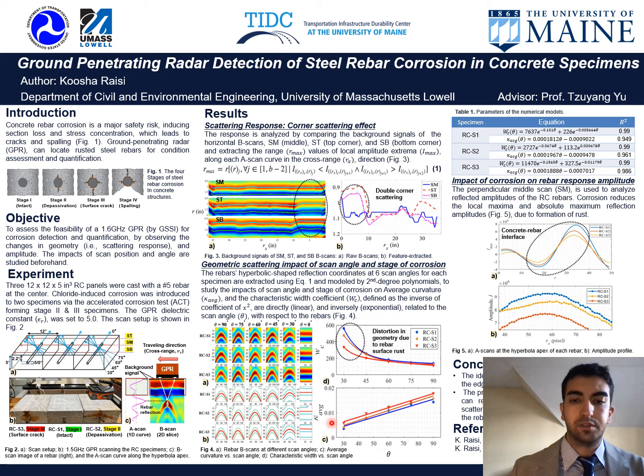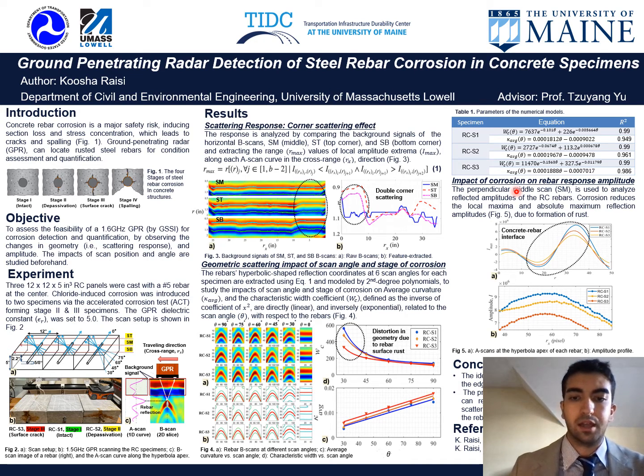Then we use the average curvature of the fitted curves, and we have a very good linear relationship between the angle theta and the curvature of the modeled hyperbolas using the polynomial equation. We can see the equations for K average and the characteristic width here, and the coefficient of determination is satisfactory. After this, we can move on to what we actually wanted to do, which is the impact of corrosion on rebar response amplitude.